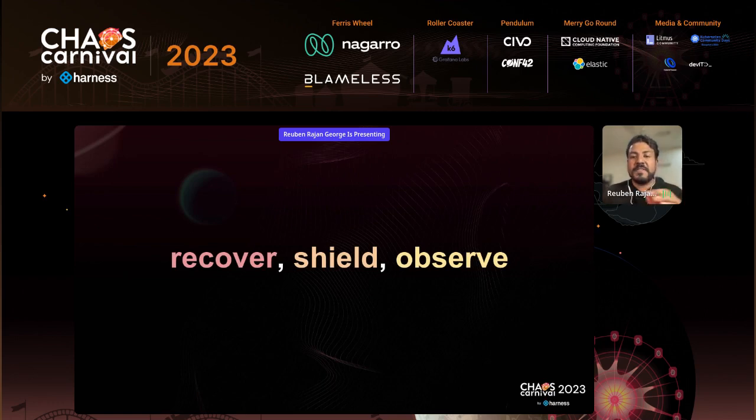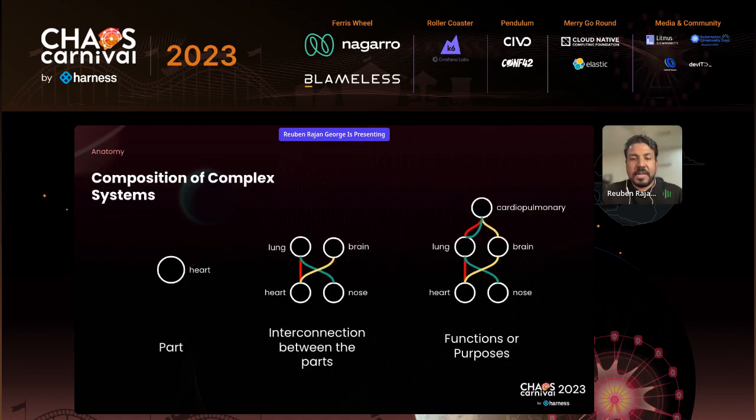So here are classes of patterns that I could gather for complex systems resilience. One is recovering, shielding, and observing. In my attempt today to classify these design patterns for modern distributed systems, I put them into these three groups. Like any complex system, the body can be broken down into parts like the heart, lungs, brain, nose, kidneys. You can see that each part performs efficiently, and there's a certain level of resilience in its structure and function.